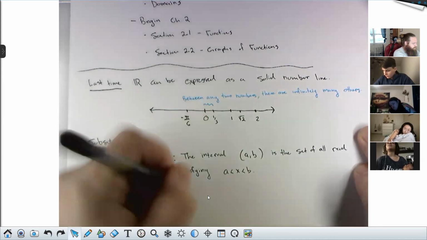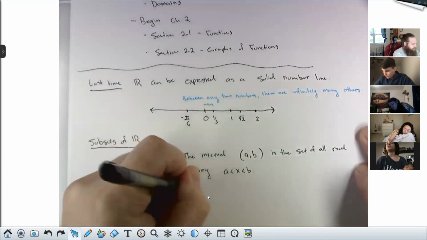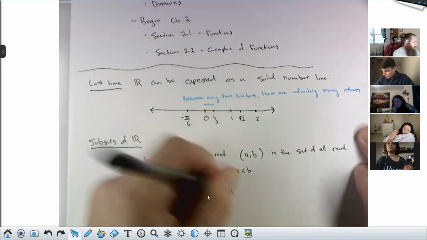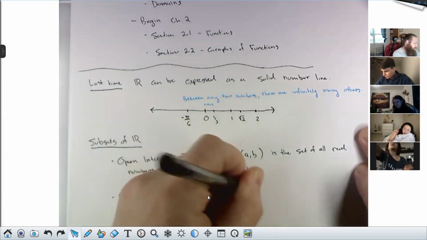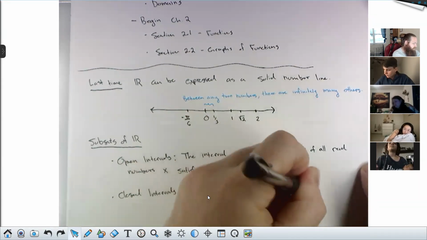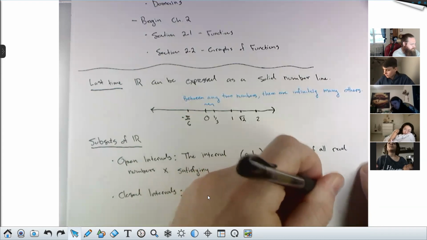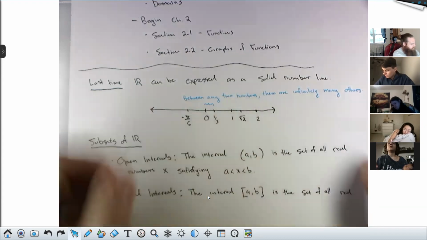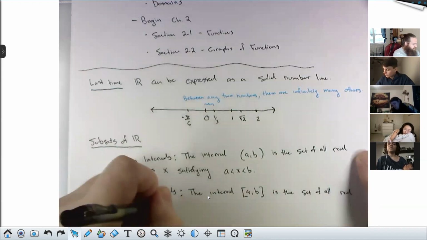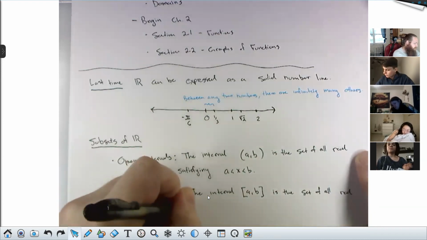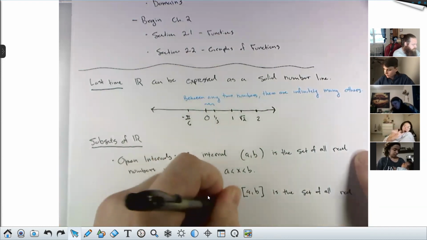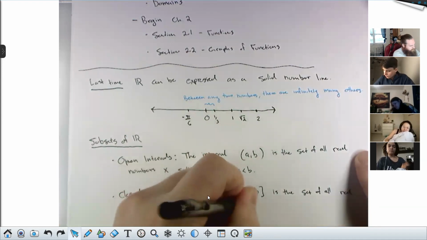And a closed interval, we write with brackets. This is the set of all real numbers, I'll use the same variable here, x, satisfying a is less than or equal to x is less than or equal to b.